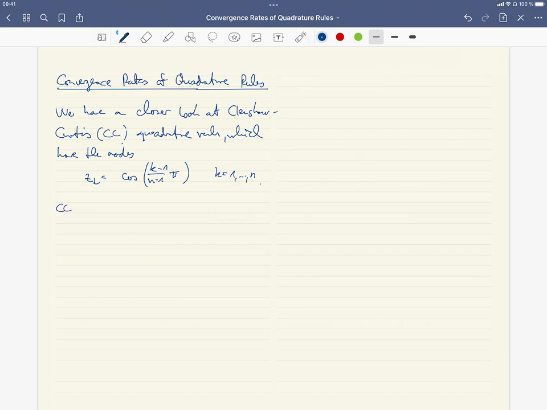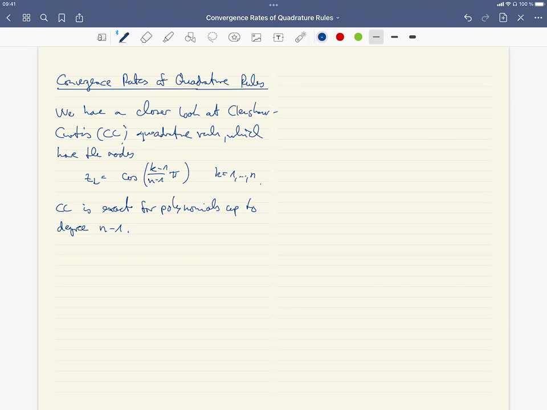And well, Clenshaw-Curtis is constructed as exact for polynomials up to degree n minus 1. Yeah, so it has n nodes, so it's easy to have it exact for polynomials up to degree n minus 1. I just interpolate the function, so the polynomial, at these n nodes, and integrate. That's the quadrature rule. All right, and well, this is related to Chebyshev polynomials.